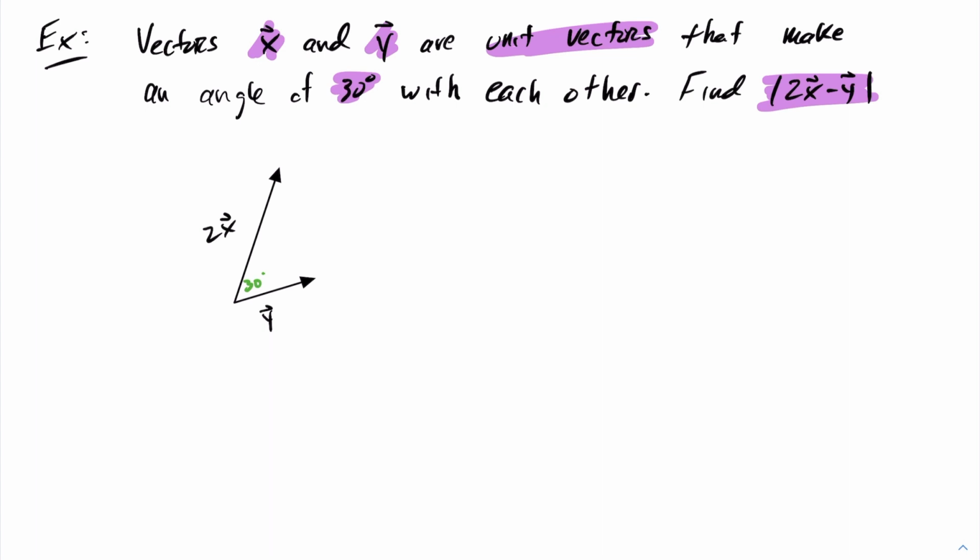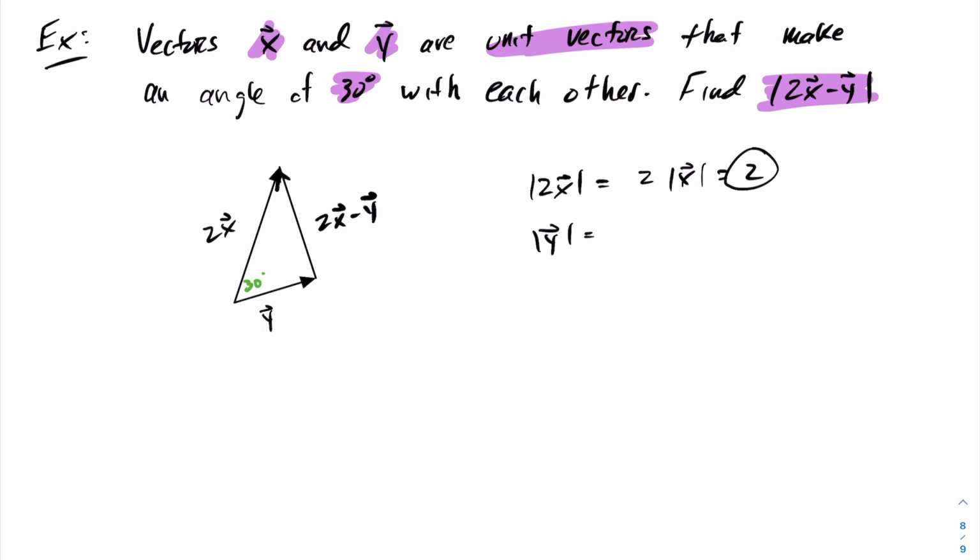In this situation here, we want to add these two together. So I'm going to go ahead and view subtraction of these two vectors as being the resultant vector here. By definition, this vector must be 2x minus y. Well, the magnitude of 2x is going to be 2 times the magnitude of x, but x is a unit vector, so this has magnitude of 2, and we already knew the magnitude of y is 1, so this becomes a magnitude of 1, and this will have a magnitude of 2.